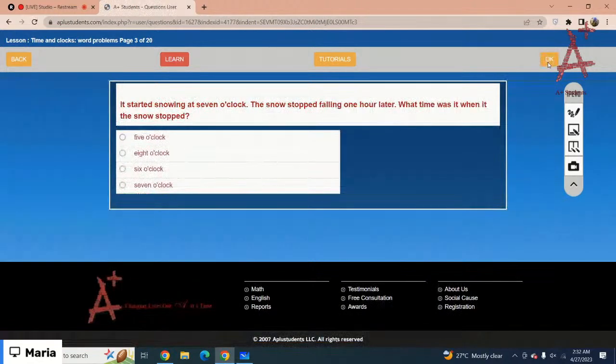Very good. It started snowing at 7 o'clock. The snow stopped after 1 hour. What time was it when the snow stopped? Which is the correct option? So start from 7 and count up 1 hour. So it would be 8 o'clock. Got it? Because right after the 1 hour, it would be 8 o'clock.